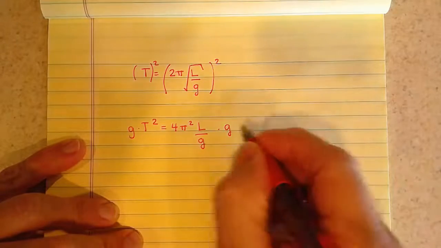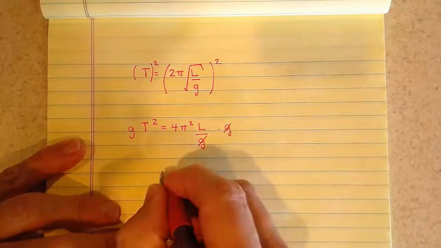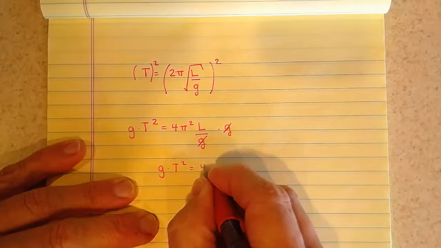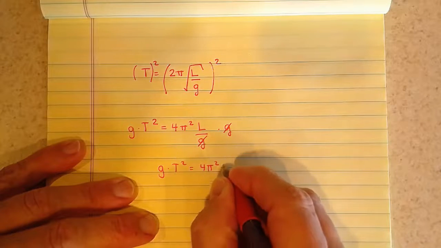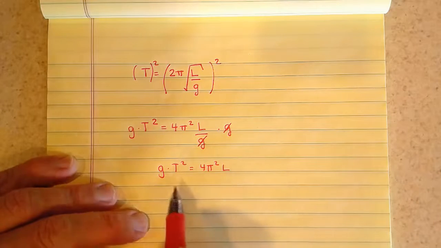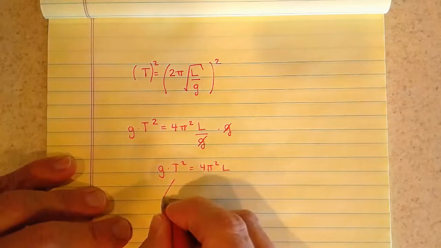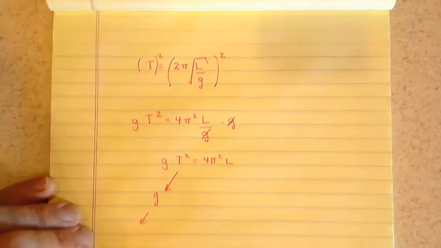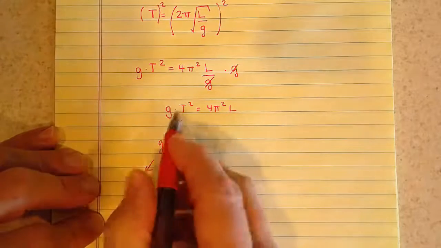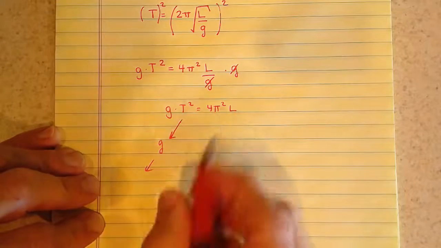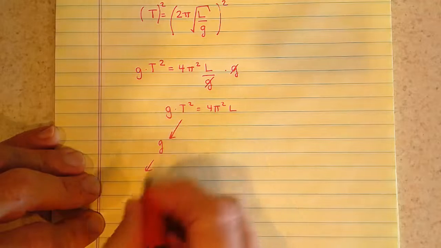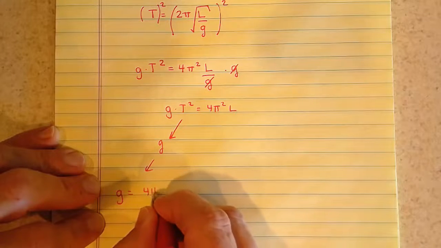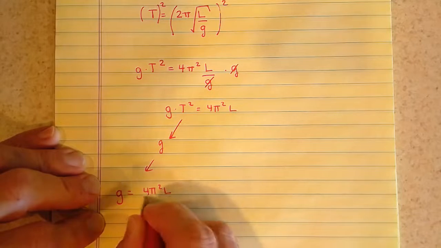If I multiply both sides by G, the G cancels here, and I get G times T squared equals 4 pi squared L. Now, if you want to solve this equation for G, if you want G by itself, what you're going to do is just divide both sides by T squared. So if you divide both sides by T squared, you'll be left with G equals 4 pi squared L over T squared.